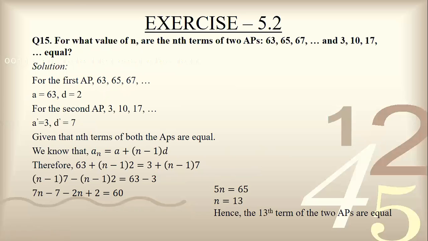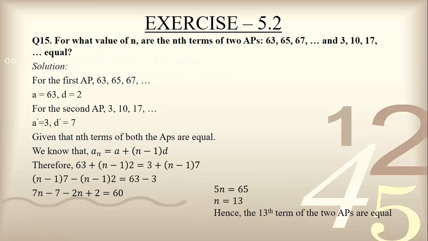Now, for what value of n are the nth terms of two APs, 63, 65, 67, and so on, and 3, 10, 17, and so on, equal? They are telling us that this is one series and this is another series. The nth terms of these two are equal. They are asking what the value of n is for which these two will be equal.